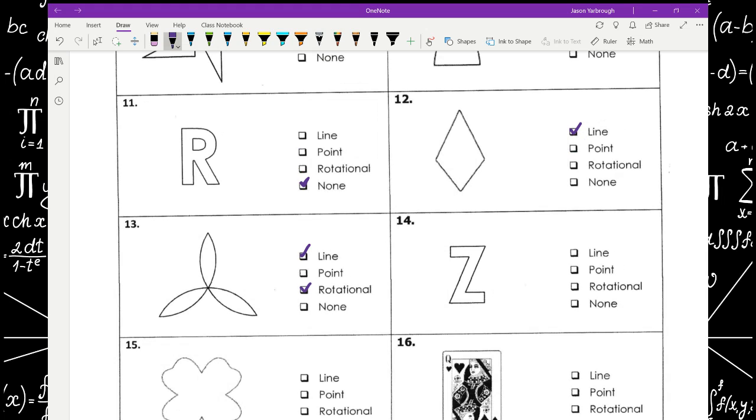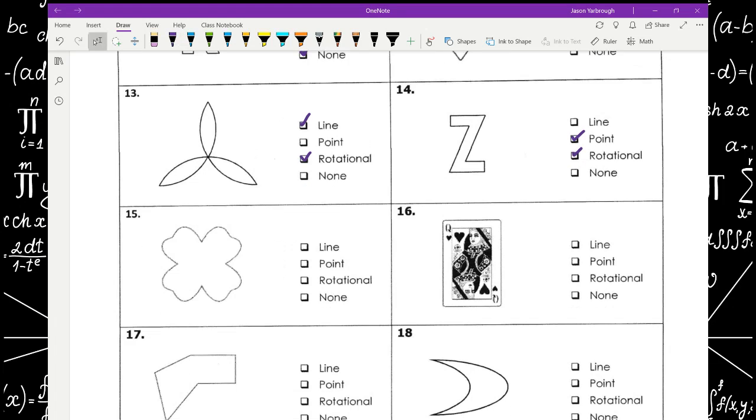14, line symmetry, nope, no line does it. Point, turn it upside down, yep. Rotational, it repeats twice, yep. 15, line symmetry, yeah. Lines up and down, and then the diagonals, yeah. 4 different lines of symmetry. Point symmetry, yeah. Turn it upside down, still the same. Rotational, repeats 4 times, there we go.